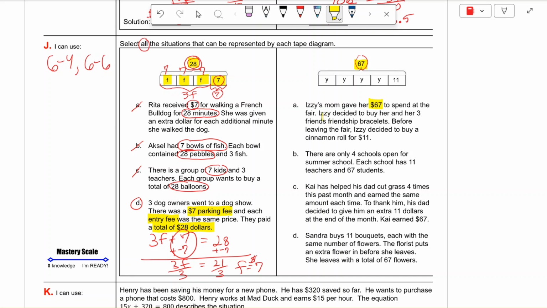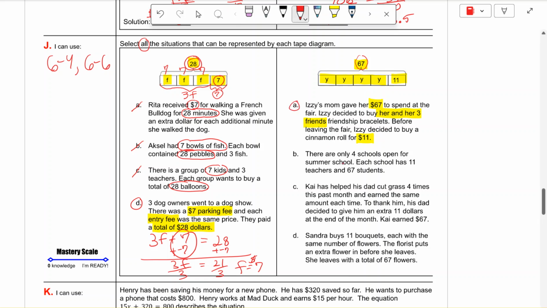We also have Izzy decided to buy her and her 3 friends, which is 4 people, friendship bracelets, and that's going to cost money, so that's all money. And before leaving the fair, Izzy decided to buy a cinnamon roll for another $11. So this will work out. This is a good story for this tape diagram.